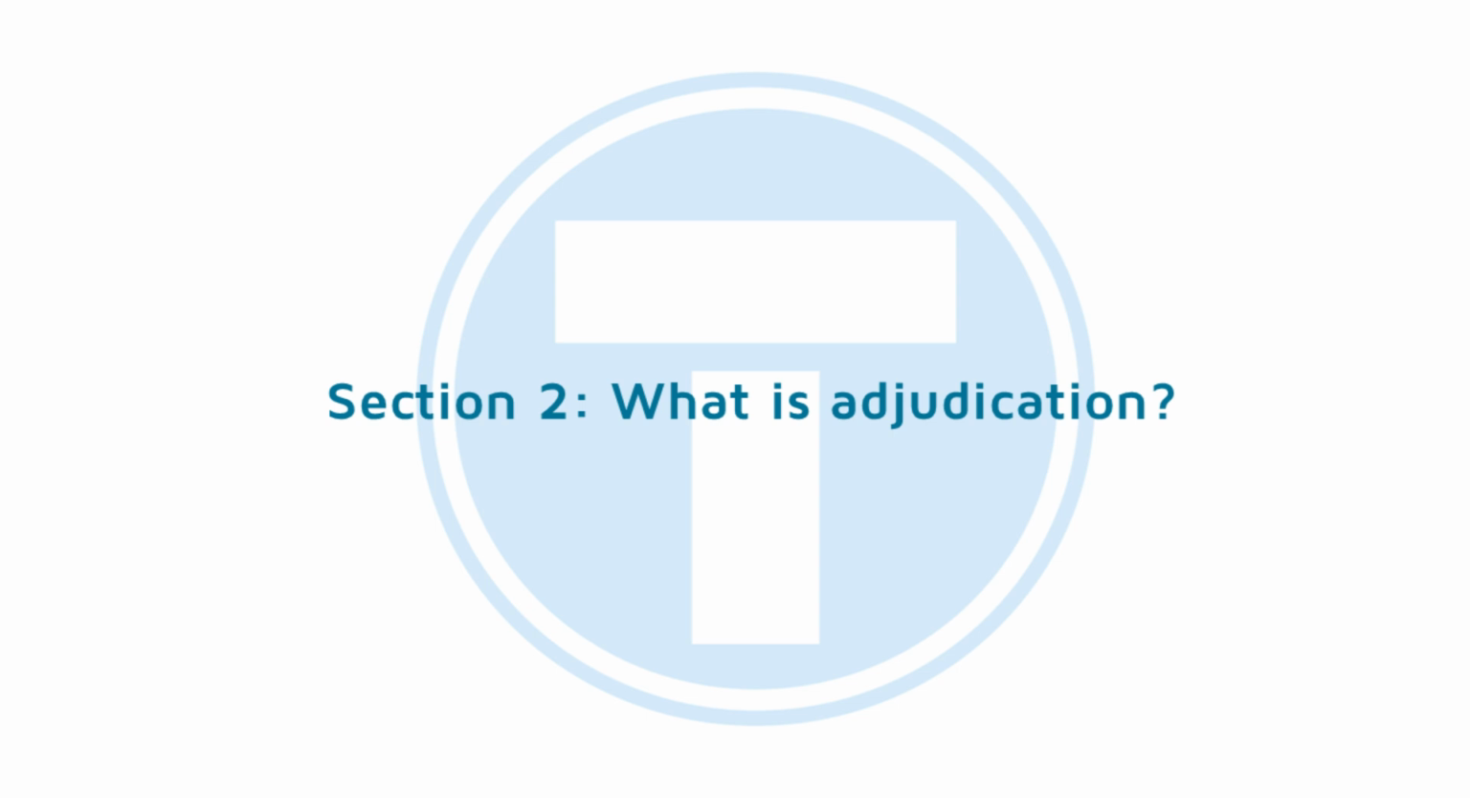Section 2. What is adjudication? Adjudication is a form of interim dispute resolution that involves an independent person deciding a dispute. It is conducted privately, unlike court proceedings, and the outcome is not a matter of public record.